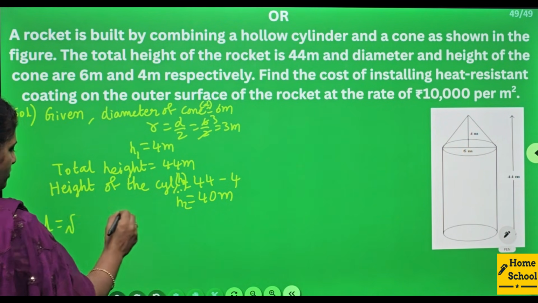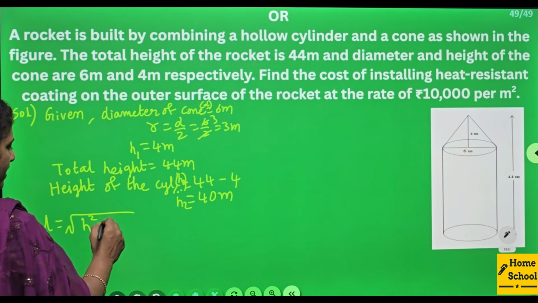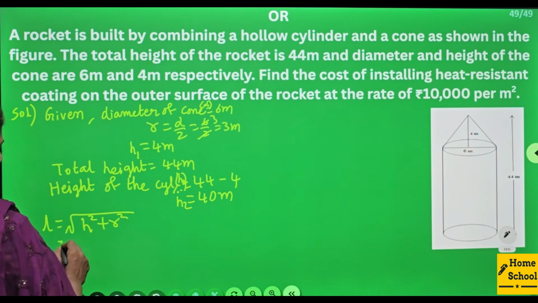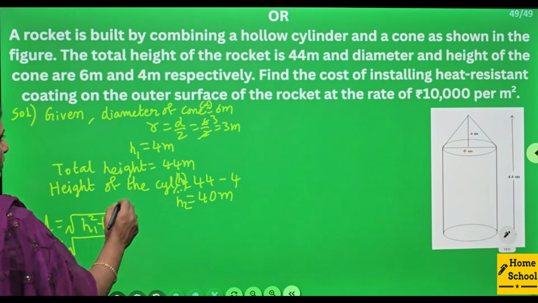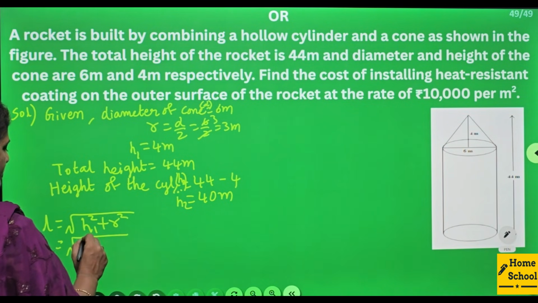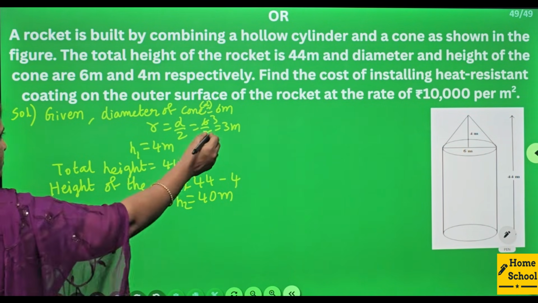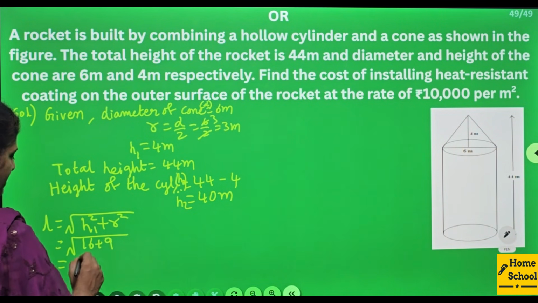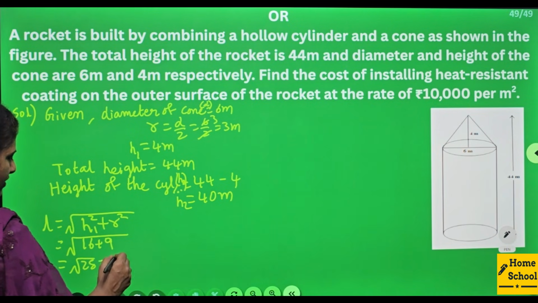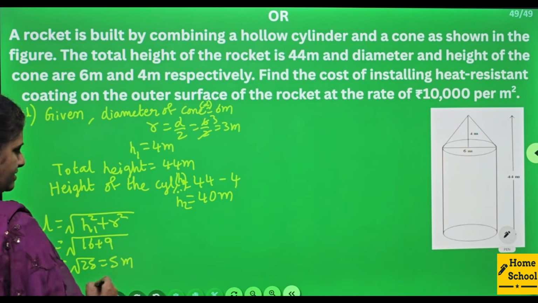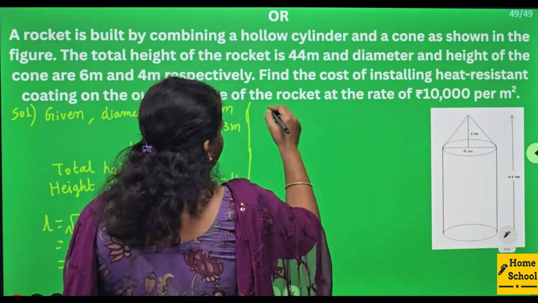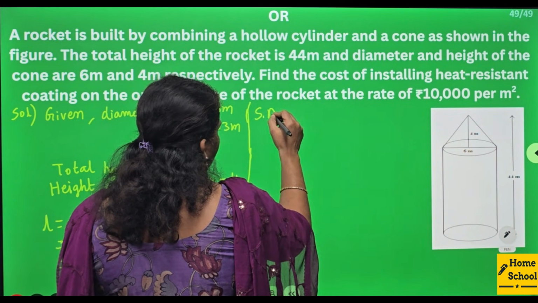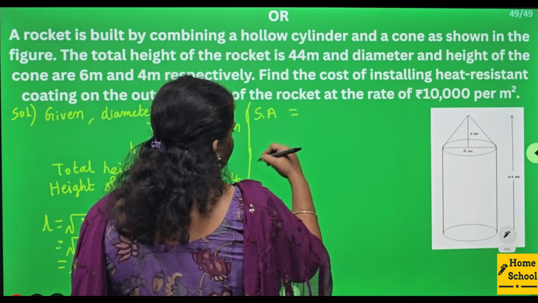L is equal to square root of h square plus r square. We know the height. What is the height? 4. 4 4s are 16. Radius of the cone is 3 meters. 3 3s are 9. 16 plus 9 is root 25. That is 5 meters, the slant height. Now let's find the surface area of the solid, or the rocket, you can say.